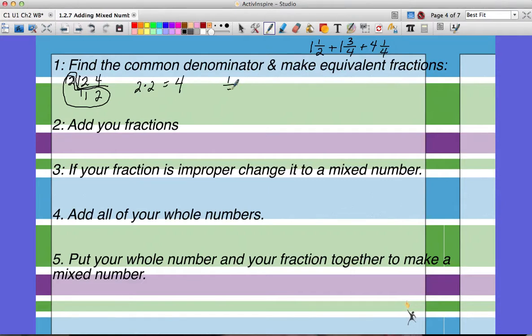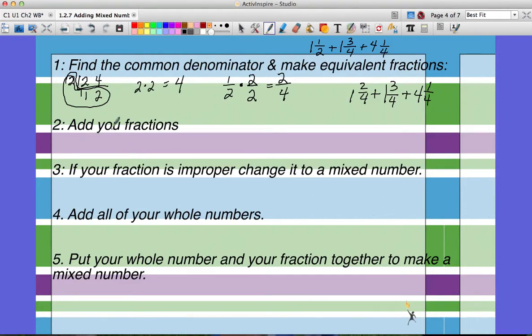I only have to change 1/2, and I know I have to use multiplication to do it. And since I know I want 4 as a denominator, I have to decide, how do I go from 2 to 4? I multiply by 2, so on the top I have to multiply by 2, and I get 2. So my new problem would look like this. 1 2/4. They're equal, same thing, it's just 1/2 dressed in a different costume, plus 1 3/4. I didn't have to change it because it had 4 as a denominator, plus 4 1/4, which I also did not have to change because it already had 4 as a denominator.